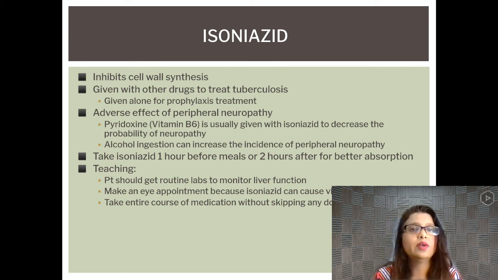It inhibits cell wall synthesis. It is given with other drugs to treat tuberculosis, and given alone for prophylaxis. Adverse effects include peripheral neuropathy, which is tingling and numbness in the feet and hands. If the patient starts to develop that, then we give them a vitamin. Pyridoxine, vitamin B6, is usually given with isoniazid to decrease the probability of neuropathy. Alcohol ingestion can increase the incidence of peripheral neuropathy.